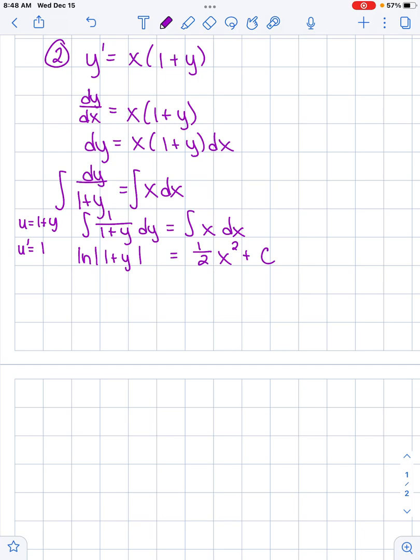My goal is to try to isolate y, and in this case, I actually can. Because remember that natural log is the same thing as log base e. So what I can do is rewrite this as an exponential equation to get rid of that logarithm. If I rewrite this as an exponential equation, I would say 1 plus y equals e to the 1/2 x squared plus c. So that entire right-hand side became the exponent of e.